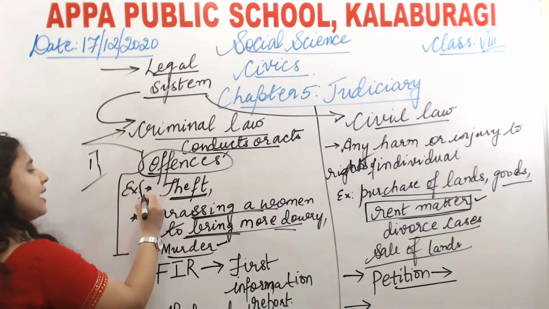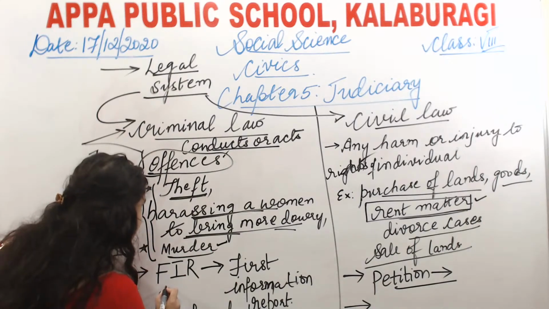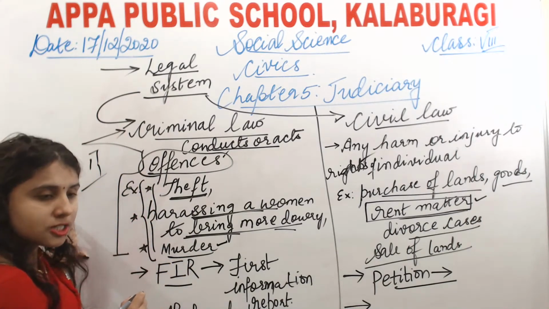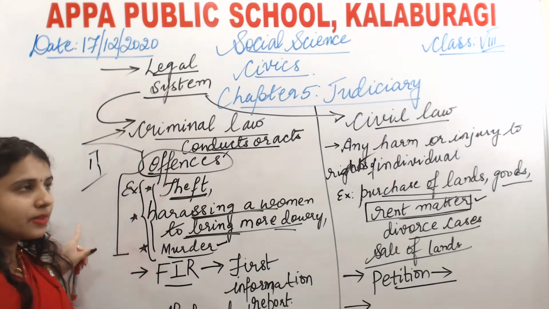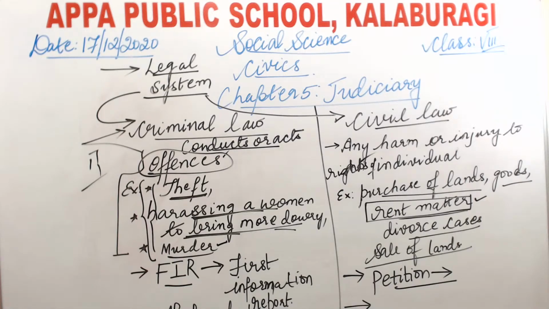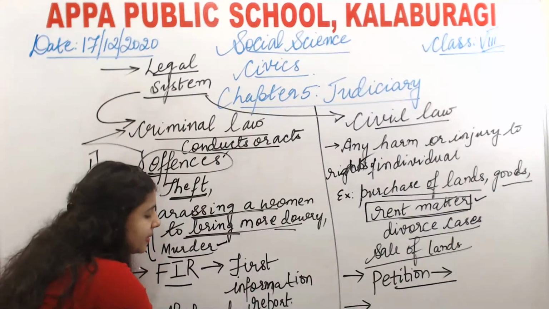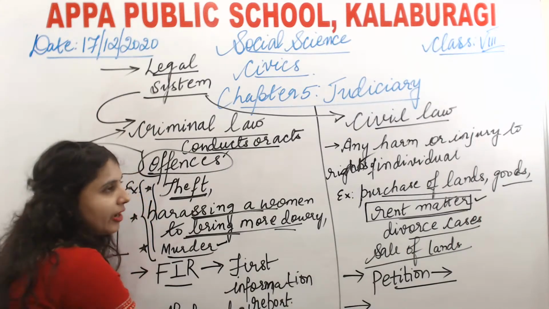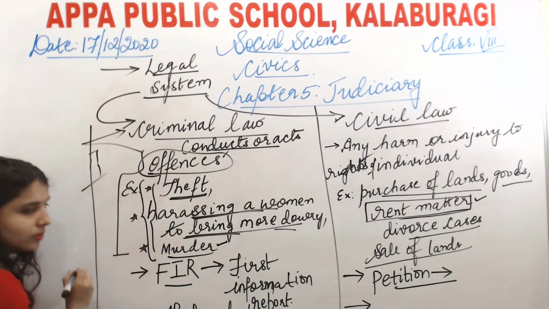If any one of these things takes place, first an FIR is lodged in the police station, then the police start the investigation. Once the investigation of the crime takes place, a case is filed in the court. When a case is filed in the court and the person is found guilty, the person is sent to jail or fined or both. This is all about criminal law.